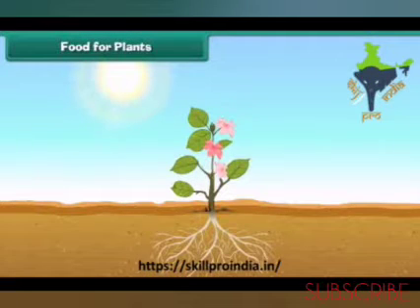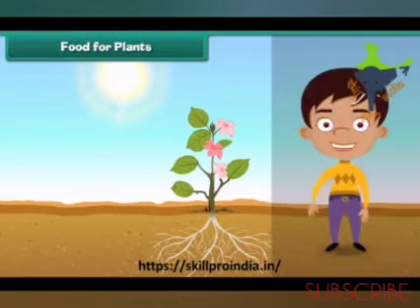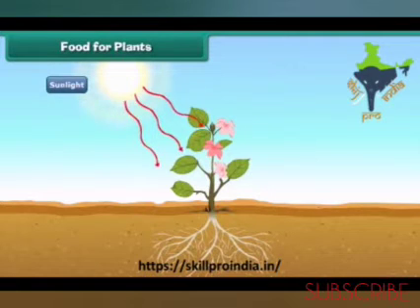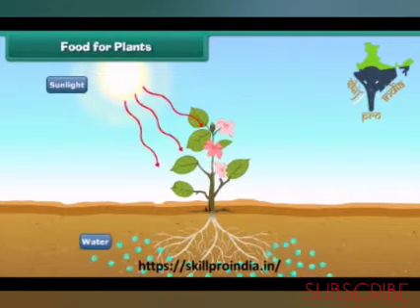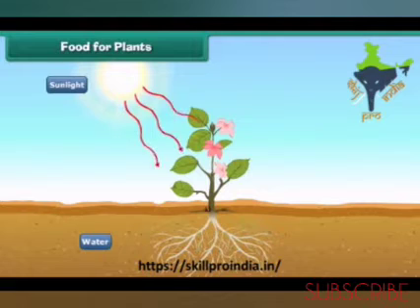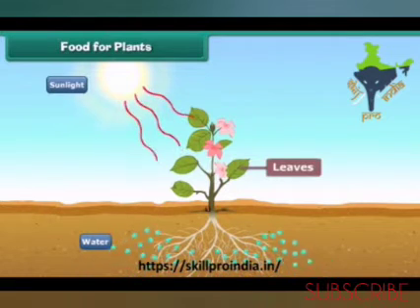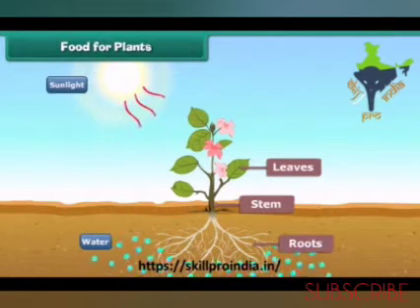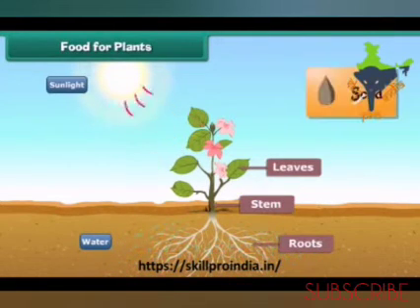Food for plants. Let us now understand where plants get their food. Plants make their own food with the help of sunlight. Plants take water from the soil and prepare food in their leaves. The plant takes up some part of the food and the rest is stored in its roots, stem, leaves and seeds.